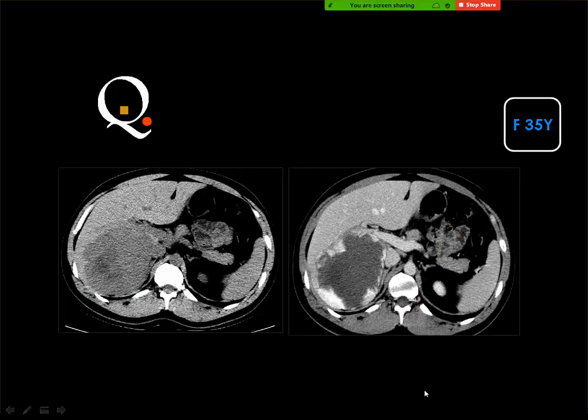And this is the first case. It's a CT scan before contrast and after contrast.